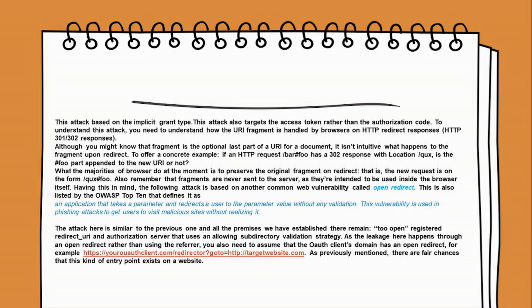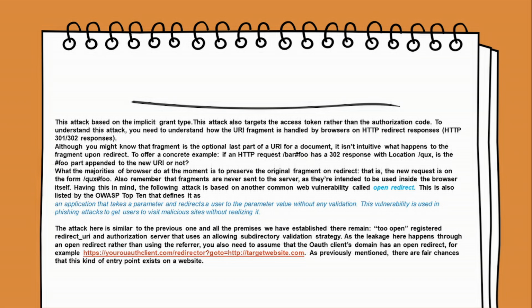To understand this open redirect vulnerability, we just need to understand the fragment part. What is the URI fragment and how can the vulnerability come through the fragment? The URI fragment, also called the hash fragment, is the part of the URL that comes after the hash symbol. Let's take an example. You have a URL like https://example.com/#section1. Whatever comes after the hash is a fragment. That part of the URL comes after the hash symbol.